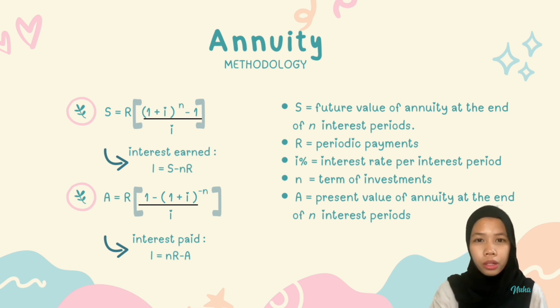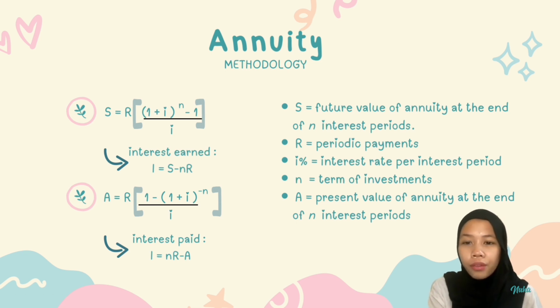So, what do all of these symbols mean? S equals the future value of annuity at the end of an interest period. R equals periodic payments. I equals interest rate per interest period. N equals term of investment. And lastly, A equals the present value of annuity at the end of an interest period.